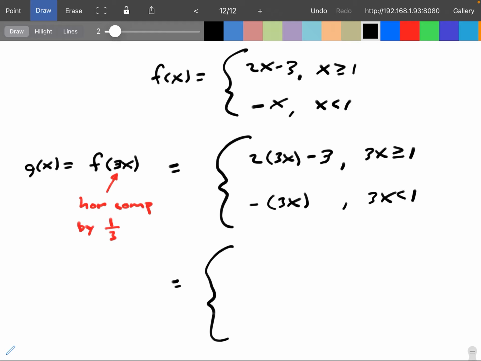That's going to be where 3x is greater than or equal to 1. And then the bottom branch is going to be the negative of 3x, and that's going to be if 3x is less than 1. And then we just got to simplify that. So if we simplify that, the top branch, 2 times 3x, that's going to be 6x minus 3. But then we got to remember to solve these domains for x. So in this case, you got to divide both sides by 3.